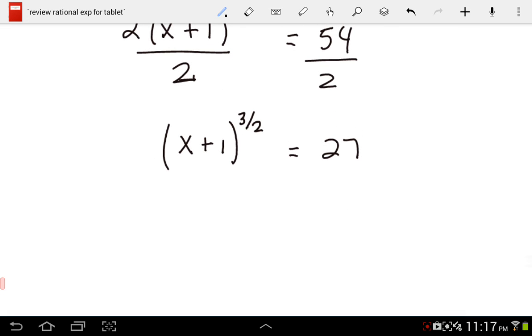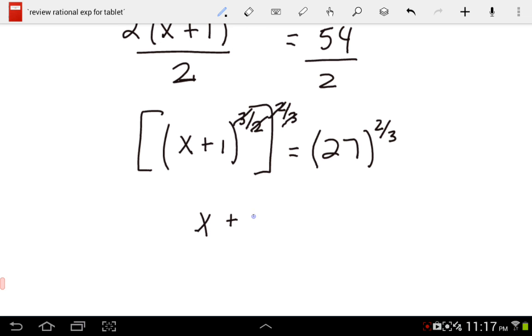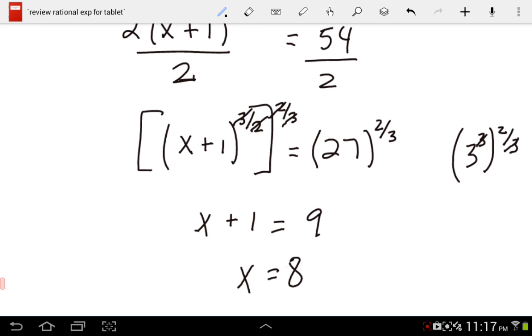Now let's get rid of this 3/2 power. So the opposite of something to the 3/2 power would be to take it and raise it to the reciprocal power, which would be 2/3. So everything here is just going to cancel out and leave me with x plus 1. Now with 27 to the 2/3 here, I'm going to write 27 as 3 cubed. So I'm going to do 3 cubed to the 2/3 power. The 3's will just go away for me, and 3 squared would be 9. Now we just subtract the 1 over, and that's going to give me 8 there.